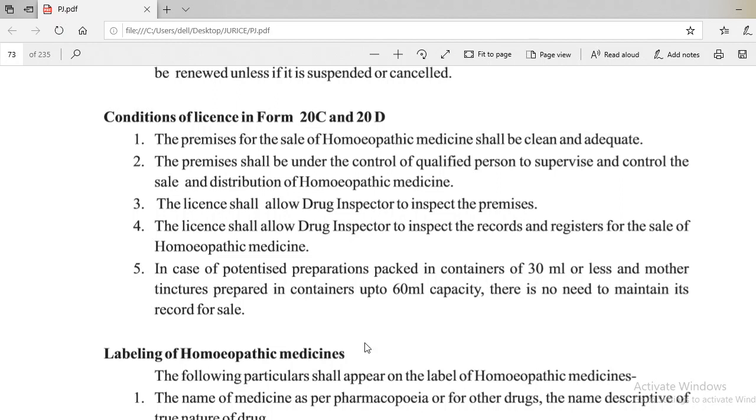Previously I thought it should be patented or something else, but potentized is nothing but highly potent drugs, which should have a highly active ingredient. So their maximum container should be 30 ml or less. It should not be more than that. Then if it is a mother tincture, then the 60 ml capacity. There is no need to maintain its record for sale, meaning we need not maintain a record of how much we have sold.